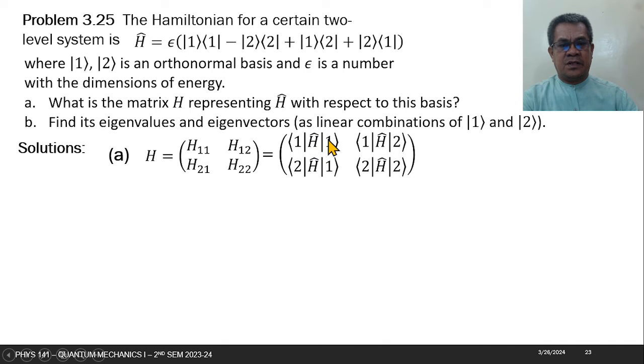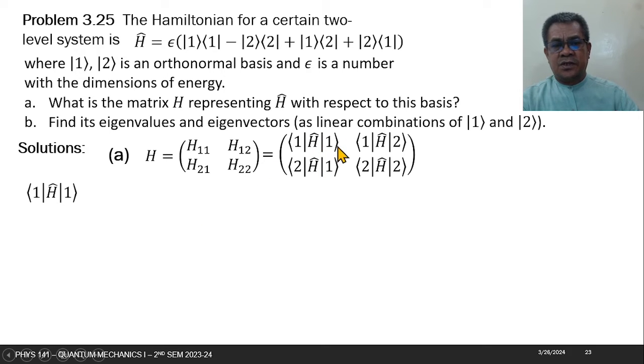Then we have the Hamiltonian, and the Hamiltonian acts on the ket 1. So we have the elements 1,1, 1,2, 2,1, and 2,2, which means that the first index is the row and the second is the column. So it is row, column, row, column. Okay, so let's solve first this one.